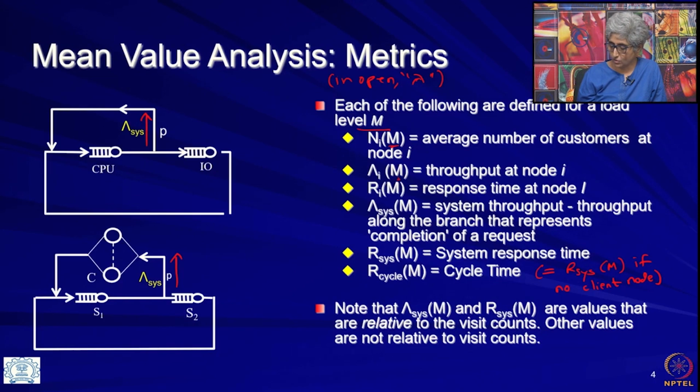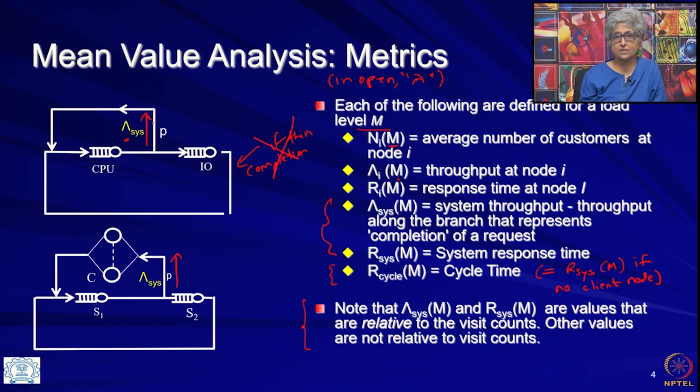Another thing I would like to point out is that lambda sys and R sys, and therefore of course R cycle, are metrics that are dependent on which branch or arc in this queuing network graph you selected as your system throughput arc. If for some bizarre reason, which you should never do, you say that this arc represents completion, then your lambda sys will change. So usually we do not do such non-intuitive things.